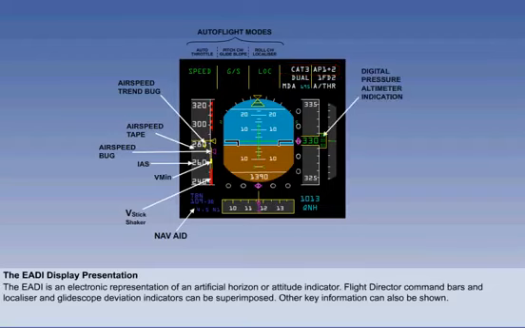On the right-hand side of the display, we can see that there is an altimeter tape and a vertical speed indicator. At the base of the display, we can see there is a heading tape and a heading bug.